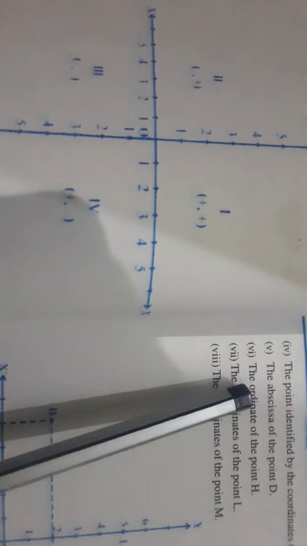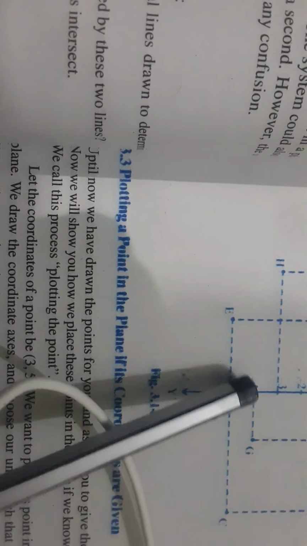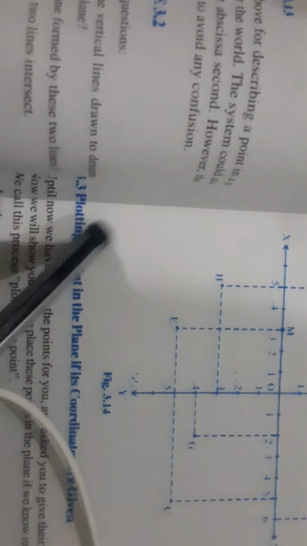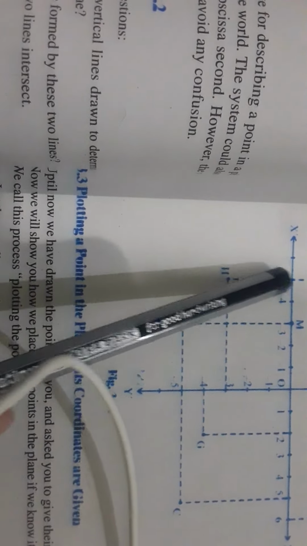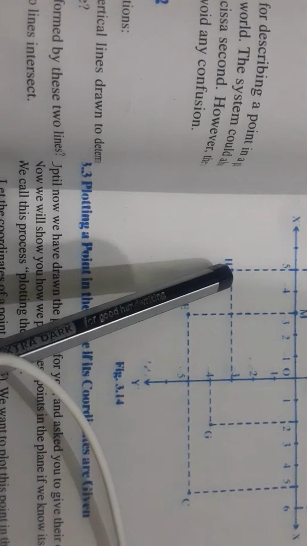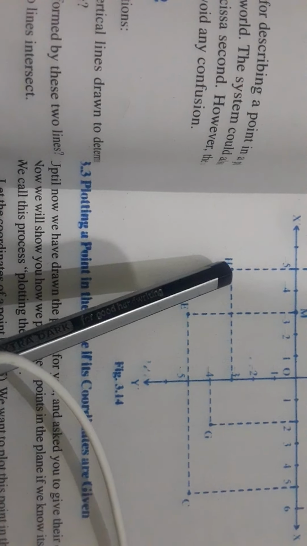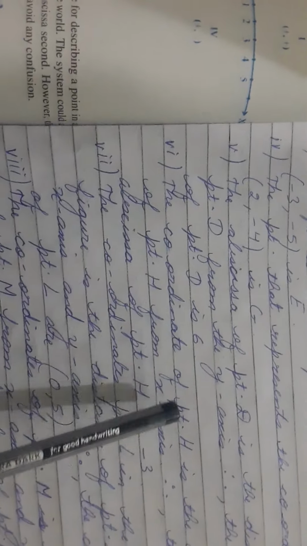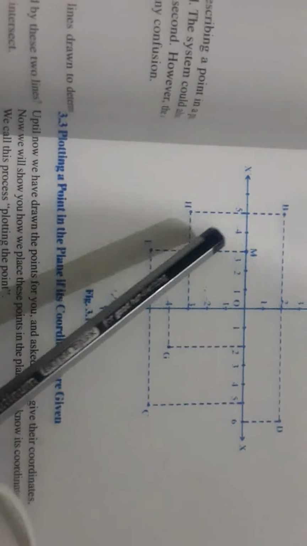The coordinate of point H. First we'll see here the coordinate of point H, what will it be? Minus 3. So the coordinate of point H is the distance of point H from the x-axis. Therefore the abscissa of point H is minus 3.